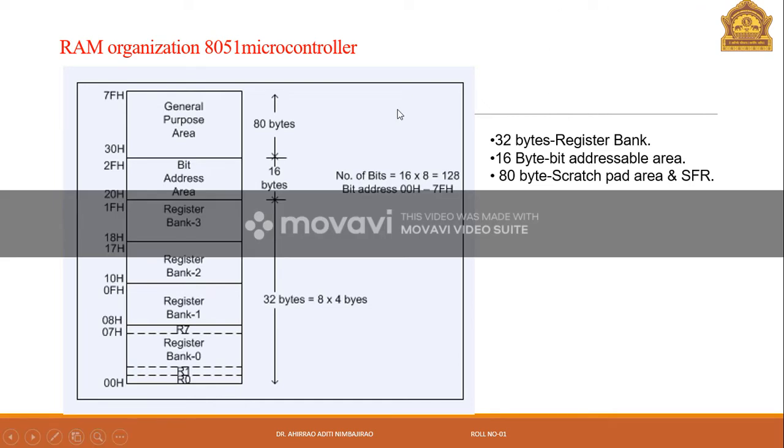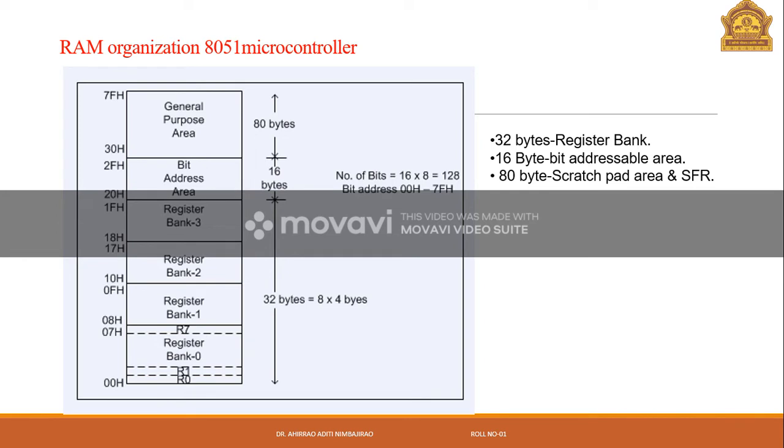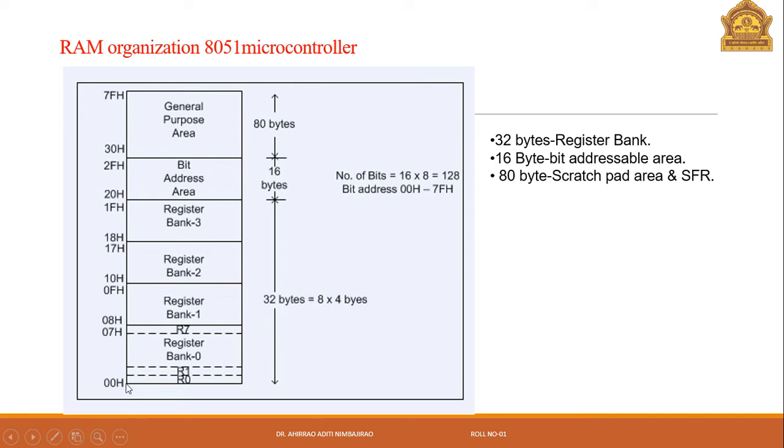See, here it is. If you see this structure, the memory address starts from 00 and ends at 7FH. As I explained, it consists of 128 bytes of RAM. So how can we find out the address of it? 2 raised to 7 is equal to 128, so 7 bits of address are used for this. The starting address of this RAM memory organization is 00 to 7FH. This is the range for the memory. This indicates the address of the RAM.